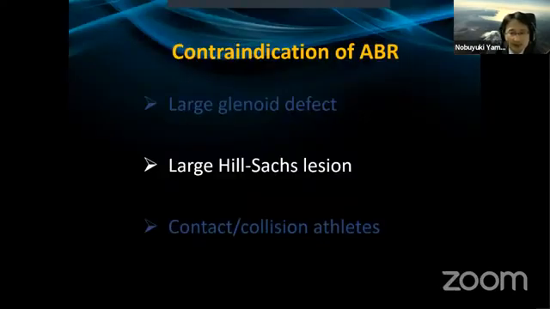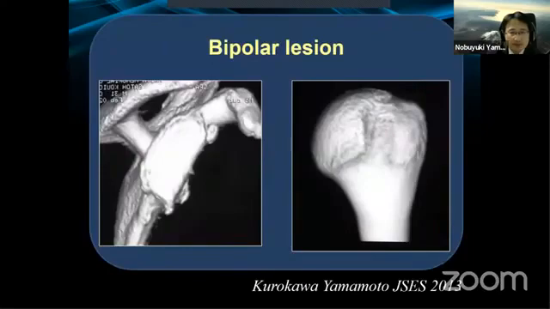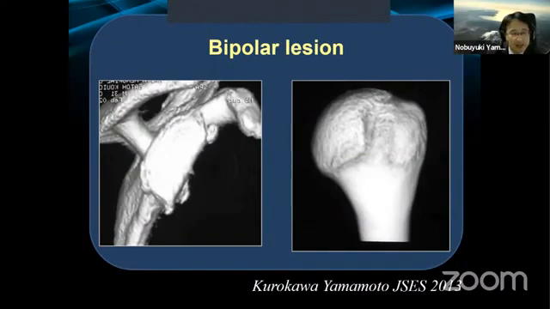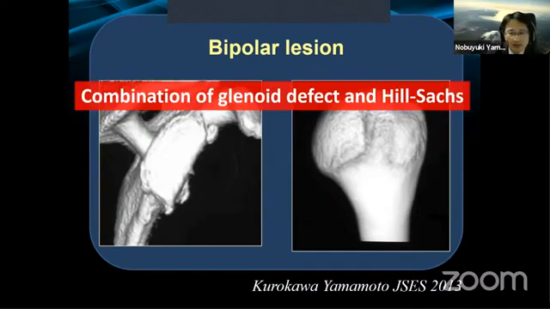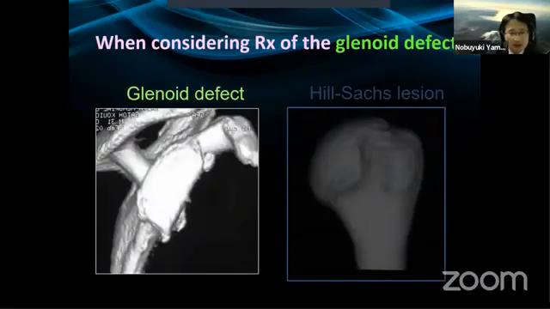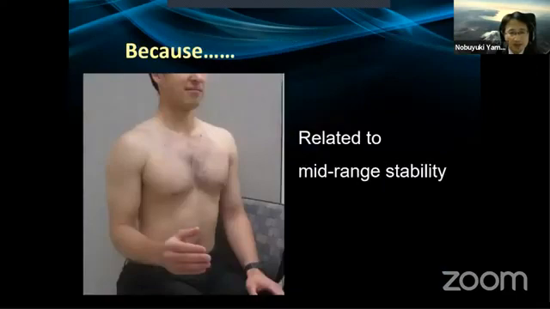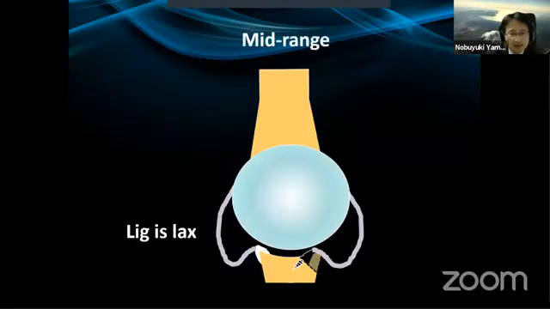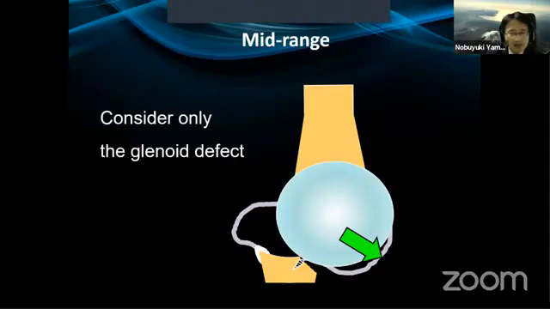How about a large Hill-Sachs lesion? A bipolar lesion is a combination of the glenoid defect and Hill-Sachs lesion, and its incidence is also very high, 81%. When considering treatment of the glenoid defect, we just think about the glenoid defect because it is related to the mid-range stability. In the mid-range, the ligament is lax. We consider only the glenoid defect.